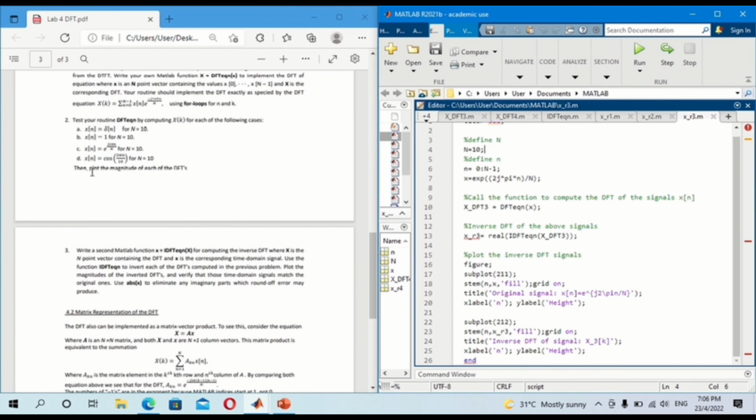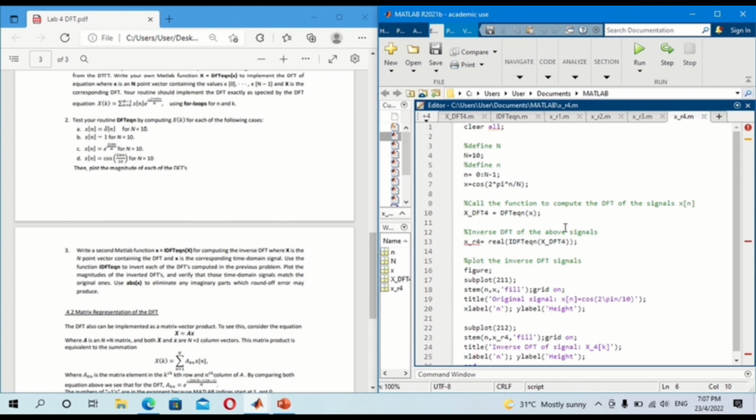For the last case, case D, in our MATLAB code, we use the same code, but we change the value of s[n] according to case D, which is x equals cos 2 pi n divided by N, where N equals 10.